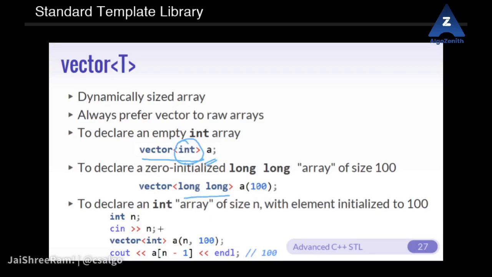Okay, so if you want to declare an int array of size n with elements initialized to 100, you can do something like this: you just take in n, do cin n, then create vector int a of size n with values 100. Then you can print the last element, so a of n minus 1 will give you the last element in the array, right?